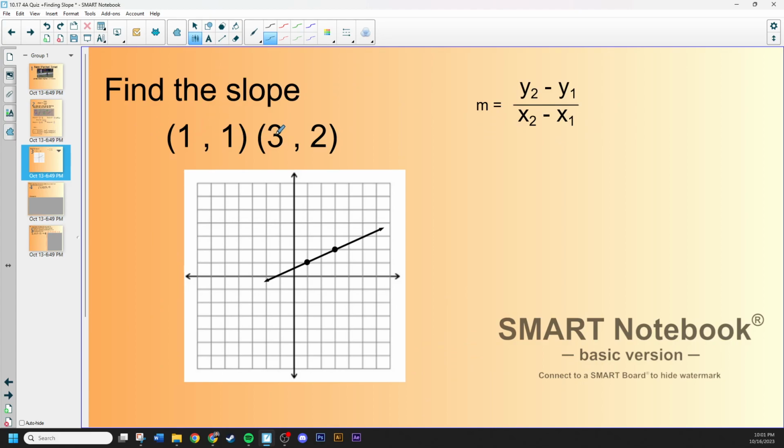So we're going to find the slope between these 2 points. Now, if a graph was given, we could just use rise over run and count it, but we're going to pretend that this graph isn't here. So maybe I was just given these 2 points. So we're going to go ahead and do that.